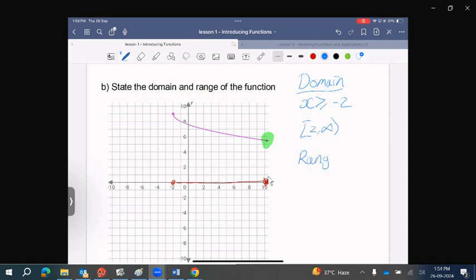Our range is going to be similar, but it's going down. So the range starts off here, at 9. So we are going to have y is less than or equal to 9. We can write this as negative infinity up to 9 included.